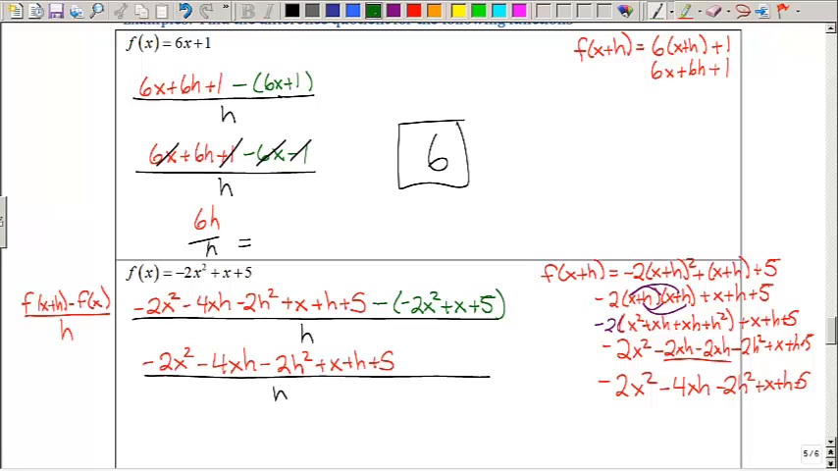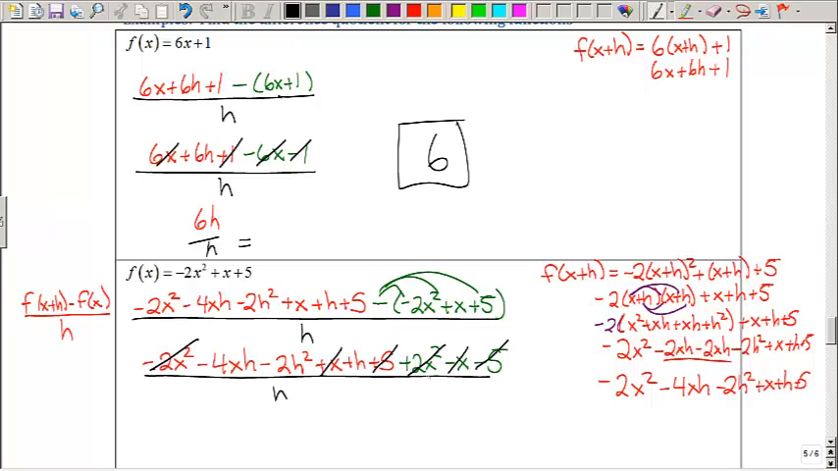I'd like to distribute my negative 1 all the way through to get plus 2x squared minus x minus 5. At this point, there should be a lot of canceling. Just as in our first example, where 6x and minus 6x canceled and the plus 1 minus 1 added to 0, there should be a lot of terms that cancel here. Minus 2x squared plus 2x squared. Plus x minus x adds to 0. Plus 5 minus 5 adds to 0.